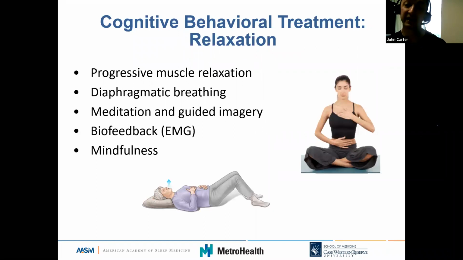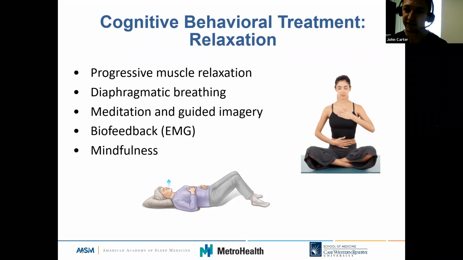Okay, relaxation techniques can be very helpful in CBTI. These involve things like progressive muscle relaxation, diaphragmatic breathing, meditation, guided imagery, biofeedback, mindfulness, etc. There's no evidence that any one of these techniques is superior to another, and so typically I'll offer a menu of these to the patient, throw a bunch of these at them and see what sticks.